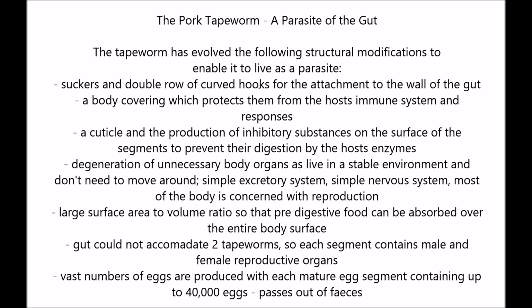The tapeworm has evolved the following structural modifications to enable it to live as a parasite: suckers and a double row of curved hooks for attachment to the wall of the gut, a body covering which protects it from the host immune system and responses, a thick cuticle, and the production of inhibitory substances on the surface of the segments to prevent digestion by host enzymes.